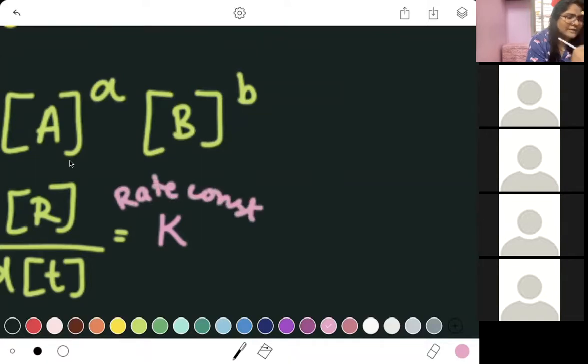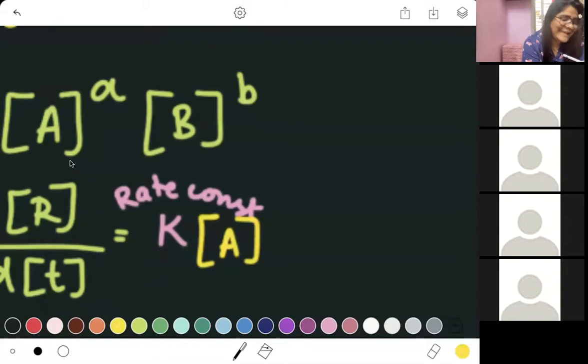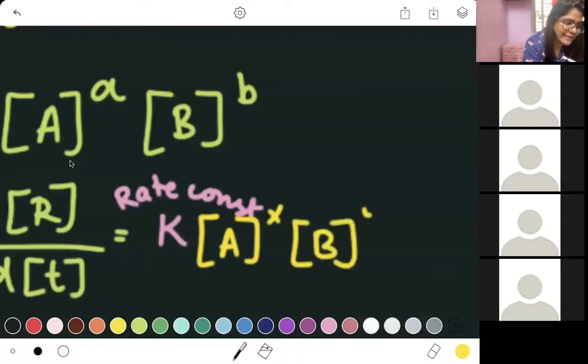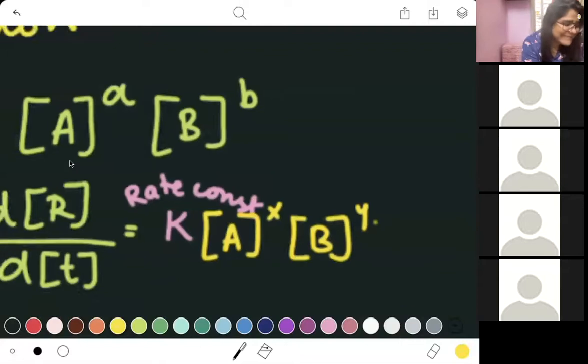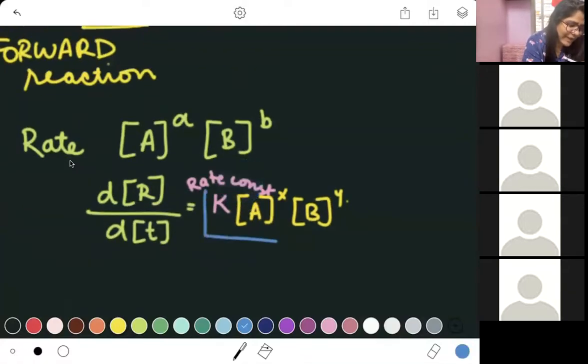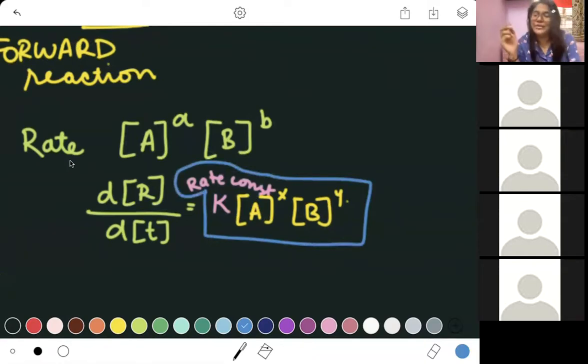The rate constant. So rate constant into concentration of A, whatever the concentration of A is going to be, raised to its coefficient value, and the concentration of B raised to its coefficient value. This particular formula that you have with you, this equation, is called the differential rate equation. So I'm just going to put it down over here.